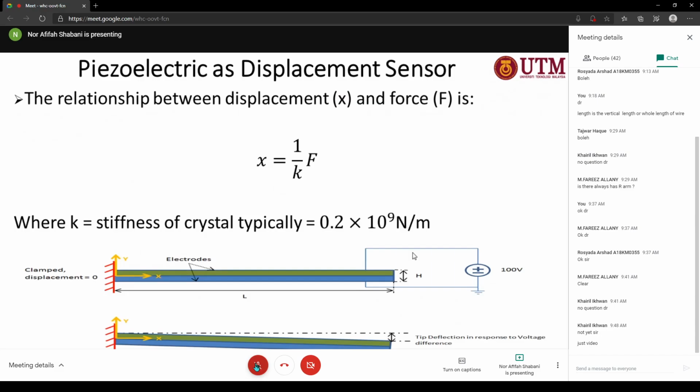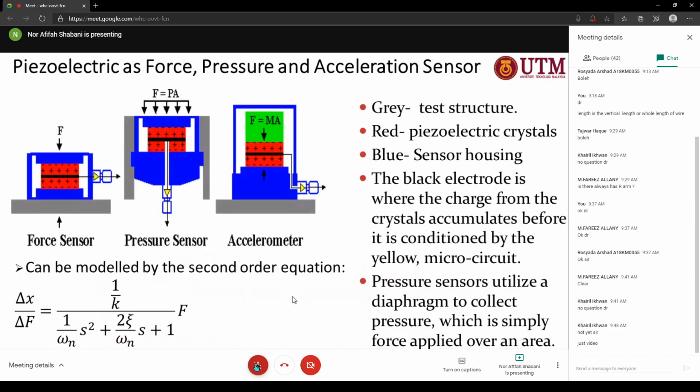In order to use it as a displacement sensor, you can use this concept. You can put it as something rigid, and then you give some force here. So the displacement depends on 1 over k times the force that you apply, where k is the crystal stiffness. Any piezoelectric material will have some stiffness here. This is a good thing about the piezoelectric material. I think we have looked at this one before in the accelerometer topic, right?